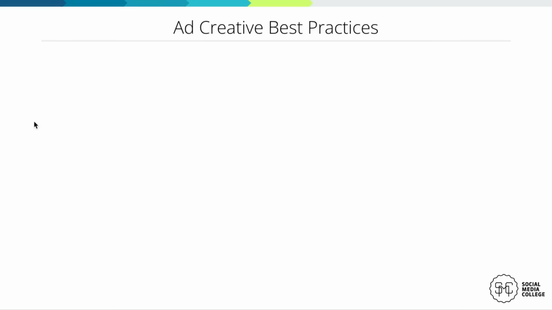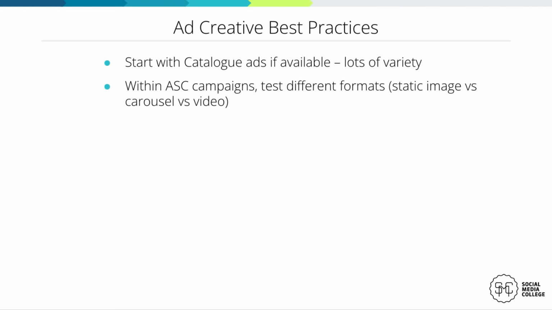A couple of things with ad creative best practices for Advantage Plus shopping campaigns. Start with catalog ads first. They're quick, they're easy, there's lots of variety, but of course this doesn't apply to everyone. But if it does apply to you, always recommend that you start with that first. Test different formats. So even if you're starting with the catalog ad, once you get a little bit of traction from it, try and test within that Advantage Plus shopping campaign different formats. So maybe if you started with carousel, try static, or maybe try creating a slideshow where it's basically a video of 10 single images as opposed to a carousel ad.